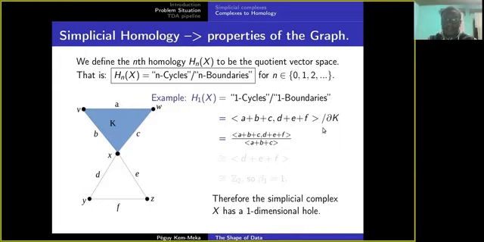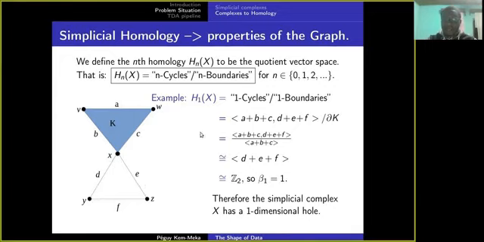Now, when I divide by 1 boundaries, I have only here the boundary of a 2 simplex. That means the boundary of K. The boundary of K is just this, A plus B plus C. Simplifying my relations, I will have D plus E plus F as the basis of the first homology group. This explains that there is a hole here in my simplicial complex.